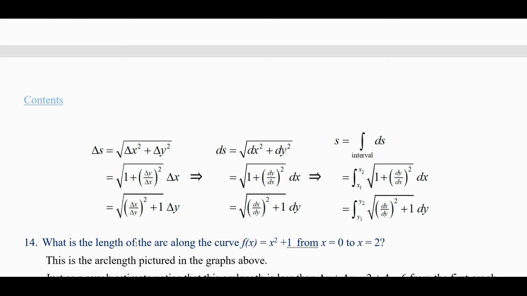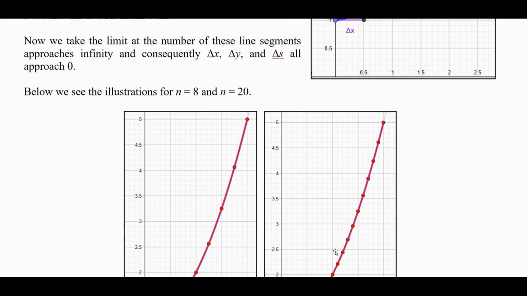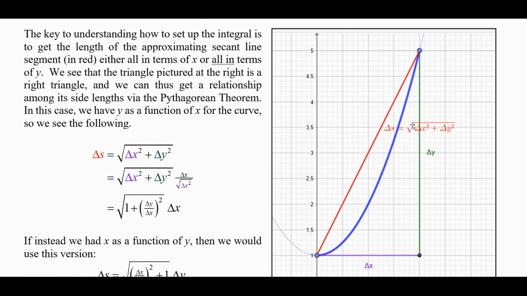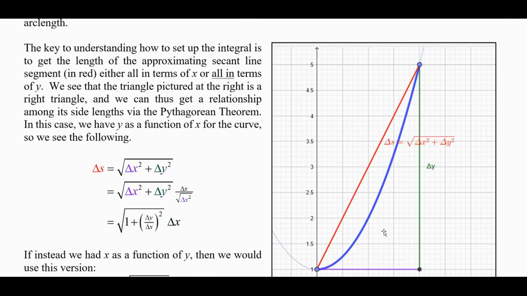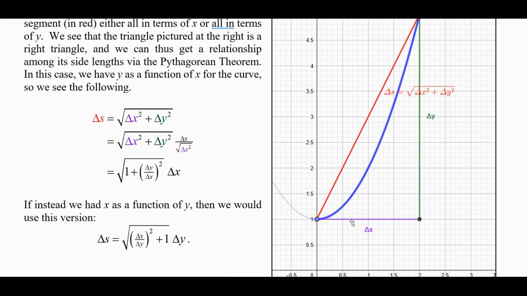So let's do this to find the length of the arc along the curve f of x equals x squared plus 1 from 0 to 2. That's exactly this arc length up here in blue that we started with. Now, as a first rough estimate, notice it's quite a bit less than just adding these two together. This is 2 and that's 4. So definitely it's less than 6. It's going to be closer to this length here, which is the square root of 2 squared plus 4 squared. That's the square root of 20.